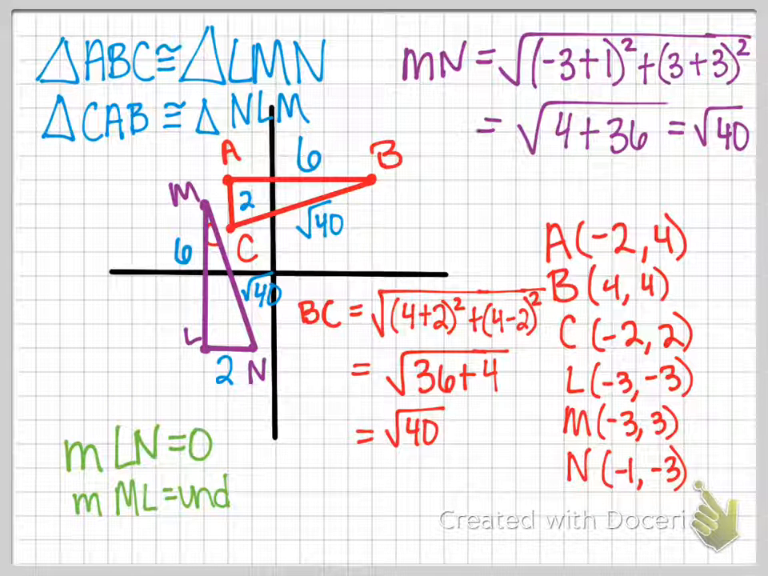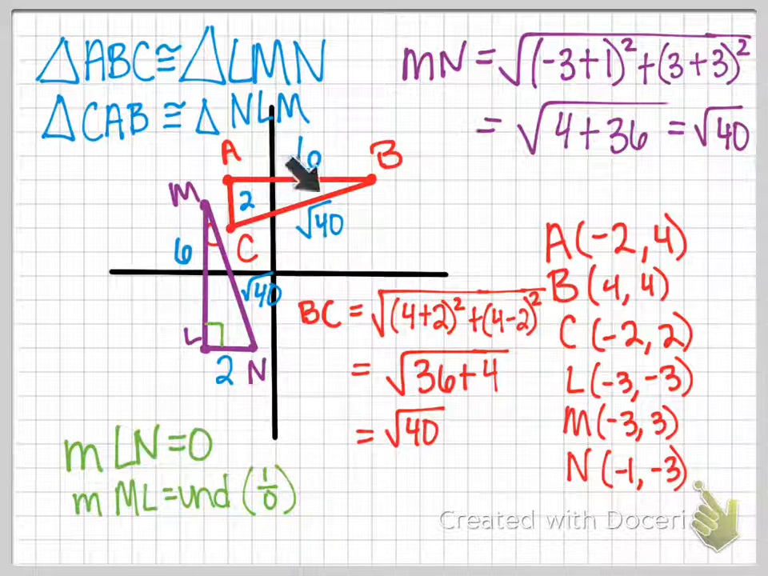Which means that it would have to be some number like 1 over 0. So yes, any two horizontal and vertical lines are always going to be perpendicular. So yes, these are going to be right angles.